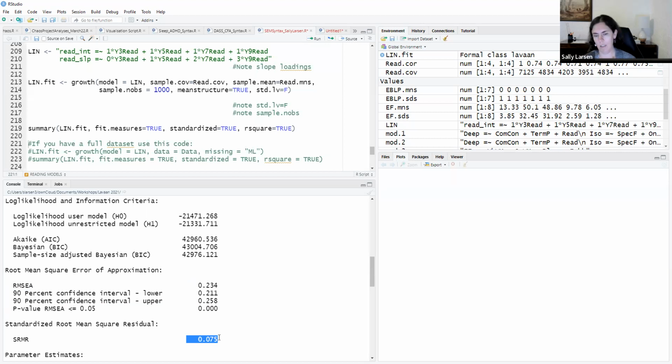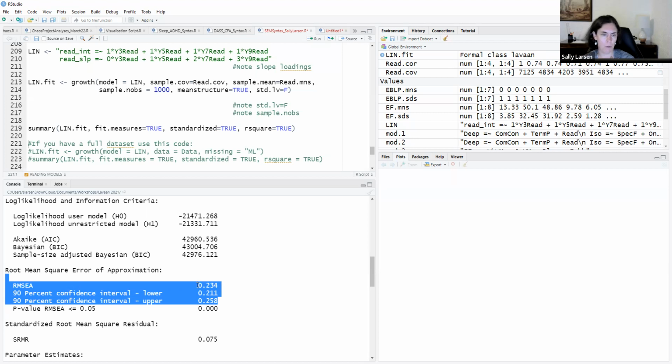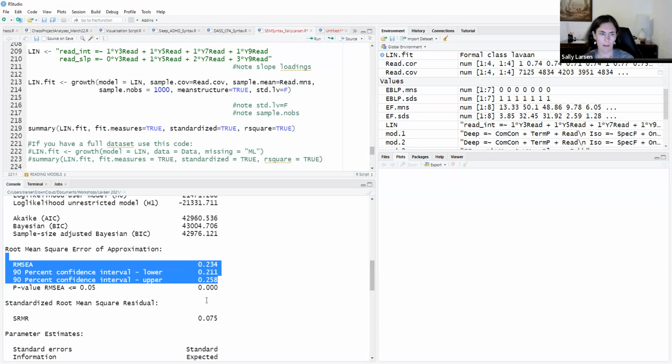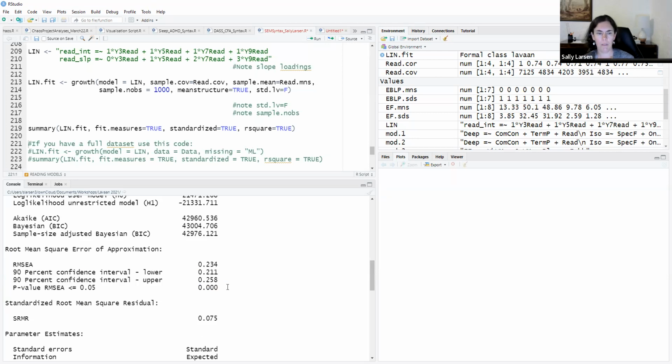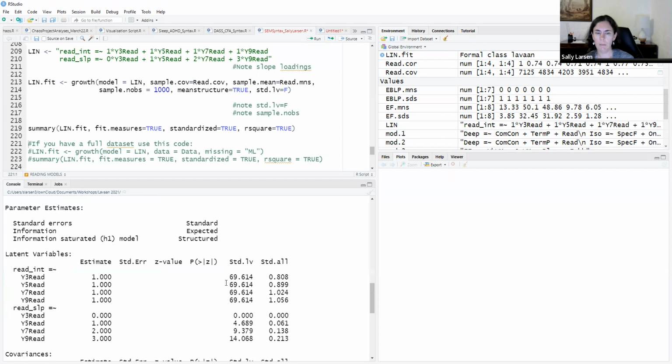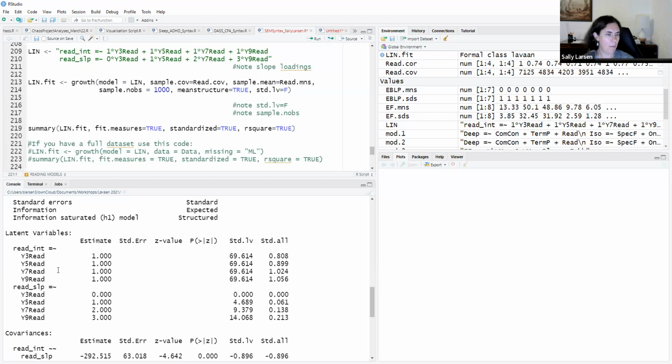SRMR is kind of all right, but I think the recommendation for structural equation models is to interpret RMSEA before you'd interpret SRMR. So before we have a look at the information down here, because it's not very good model fit, we can't really interpret it. Well, what I might do is just show you this section.